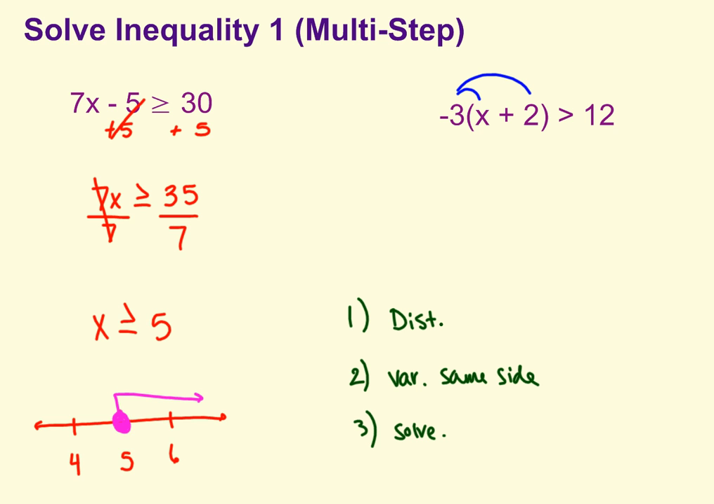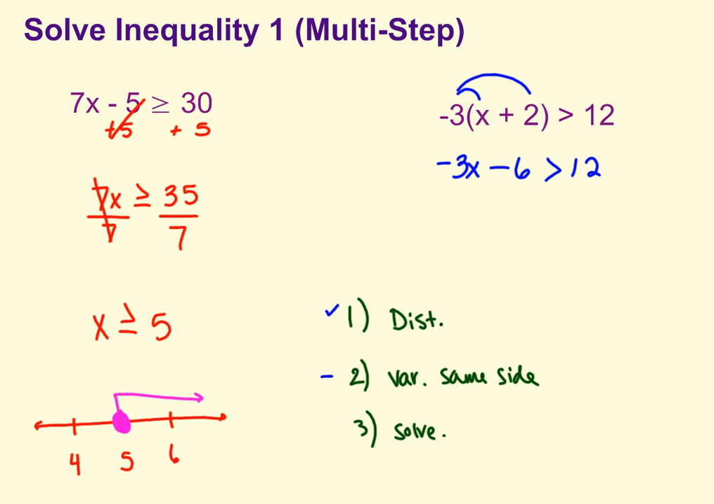Be careful with your positives and negatives. It's easy to make a mistake in this step. Negative 3 times x is negative 3x. Negative 3 times a positive 2 is a negative 6. Is greater than 12. So we took care of distributing.